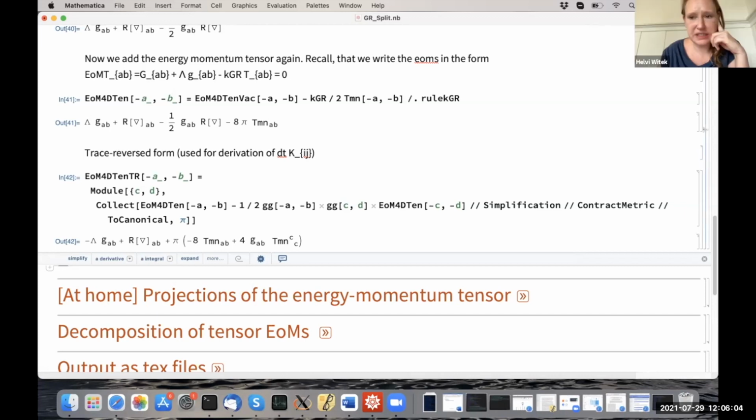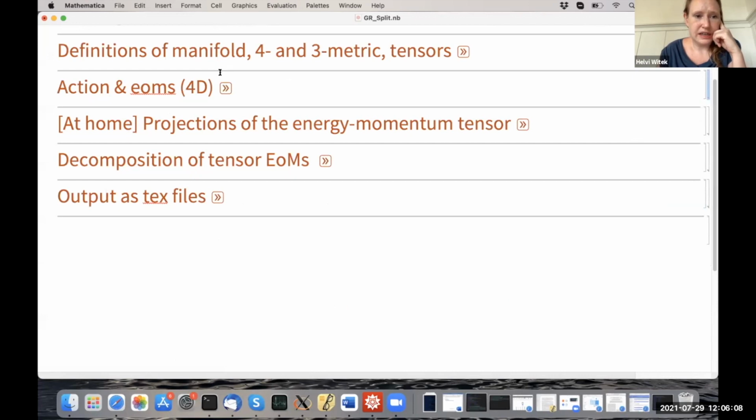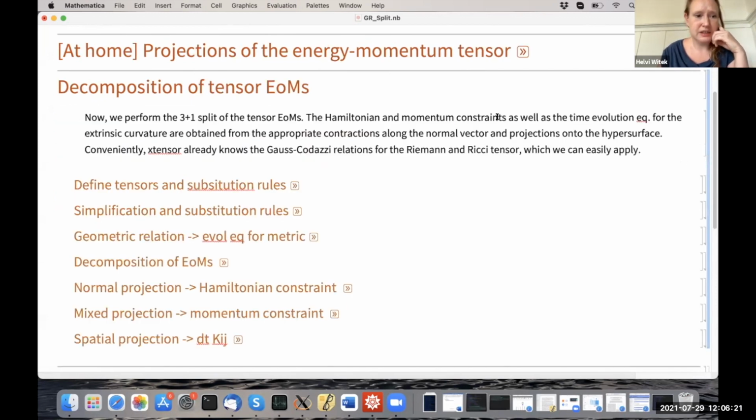So then let's collapse this part. Oops. I will not go over the next section, so you can do that at home, where we just derive the projections of the energy momentum tensor. So instead, let's just focus on the vacuum field equations.